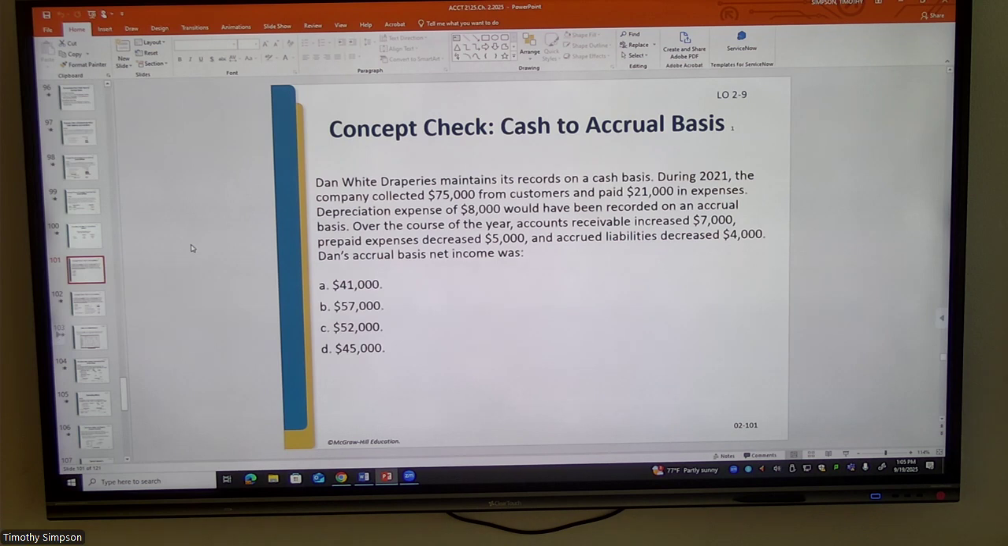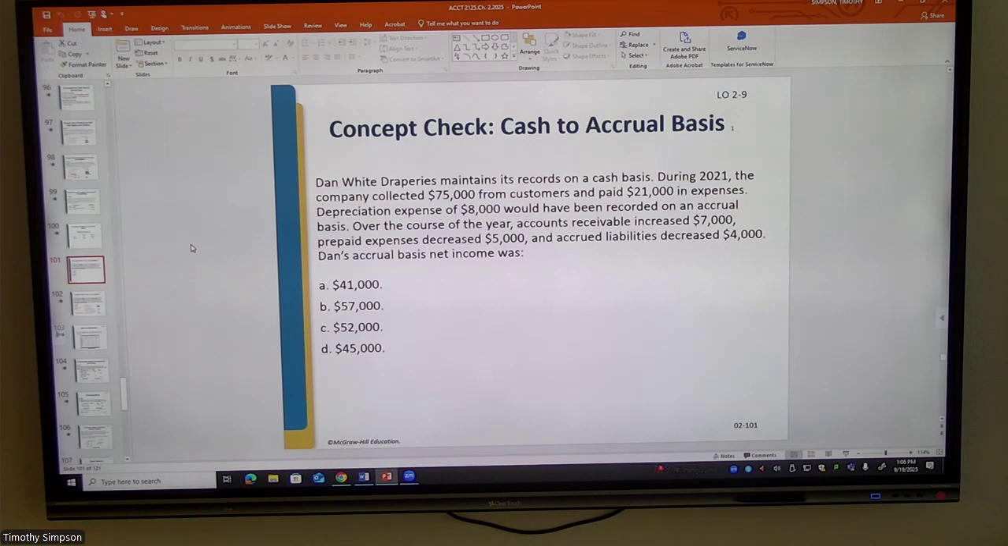Over the course of the year, accounts receivable increased $7,000. Now remember, we've got to go back to that chart. If it increases, what do we do with that? We're probably going to increase the revenue here, right? So not probably, we are. Prepaid expenses decreased $5,000, and accrued liabilities decreased $4,000. So what is Dan's net accrual basis income?